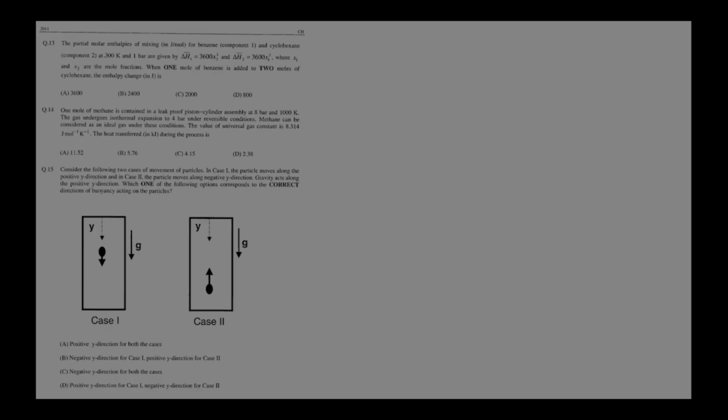Okay, next, the partial molar enthalpies in joule per mole. Unit is very important. In joule per mole for the benzene component 1 and for cyclohexane component 2 at 300 degrees Celsius and 1 bar are given by this. This is for benzene and this is for cyclohexane. X1 and X2 are the mole fractions. When 1 mole of benzene and 2 moles of cyclohexane are mixed, x equals 1 by 3 and 2 by 3, so 0.33 and 0.67 we will take. The change in enthalpy.